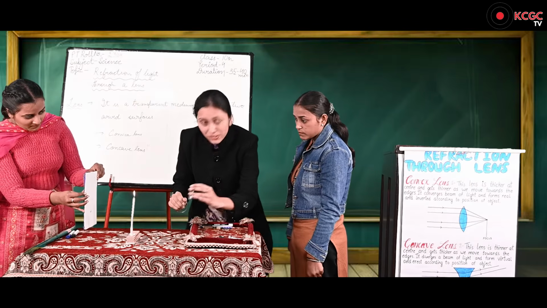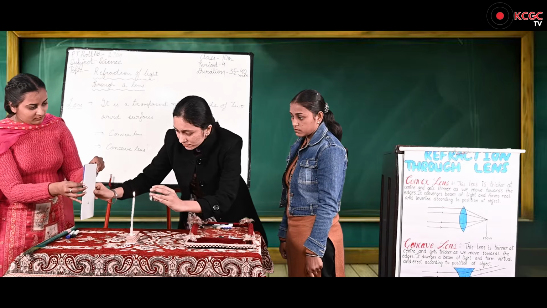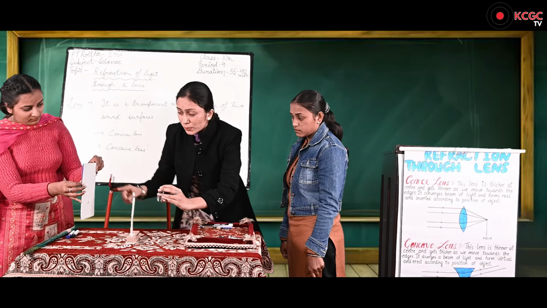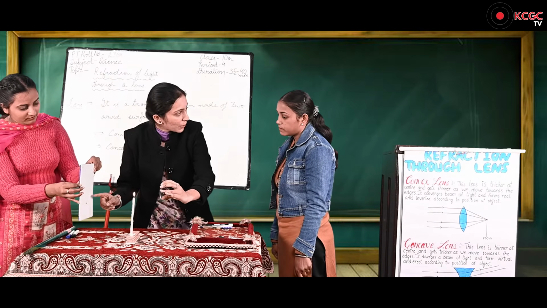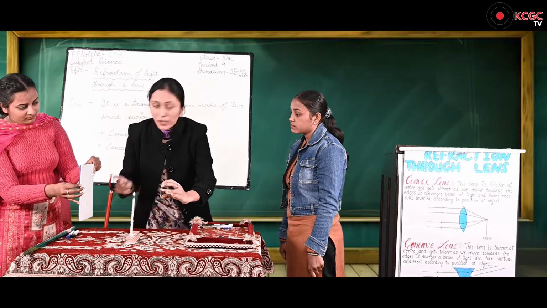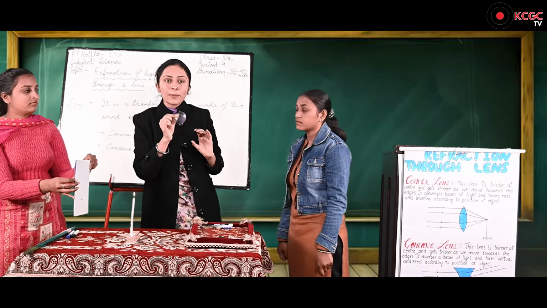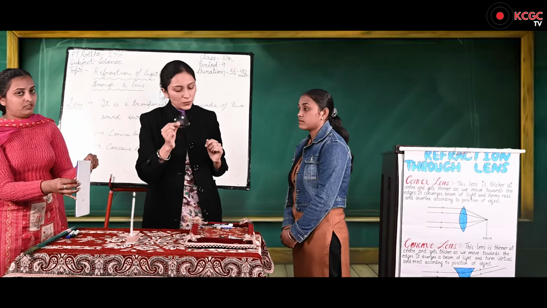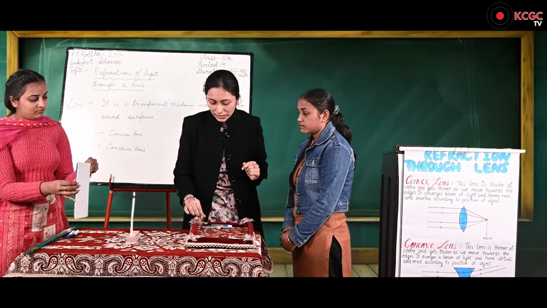Now we're going to just adjust this convex lens in front of this screen. What are you observing? Are you observing an inverted flame over here? Yes. So what did you observe? With the help of this convex lens, we got an inverted image on the screen. So what type of image is being formed with the help of the convex lens? Inverted image.